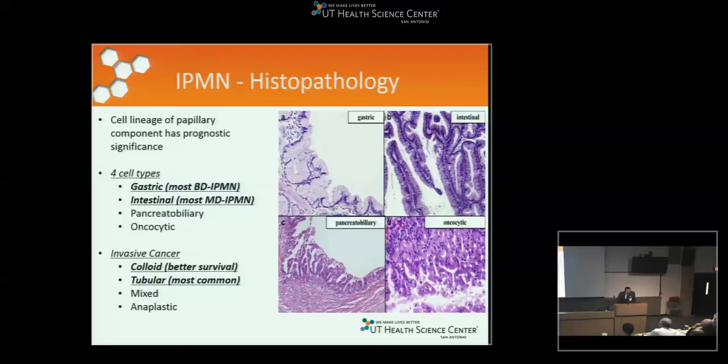Briefly, I just wanted to touch on histopathology, only to mention that the cell lineage of the papillary component in IPMNs carries prognostic significance. There are 4 cell types you'll see: gastric, intestinal, pancreatobiliary, and oncocytic. Gastric is most typically seen in the branch duct variant, while intestinal in the main duct. Invasive cancers typically come in two types, colloid being the one with better survival, but tubular the more common throughout the literature.